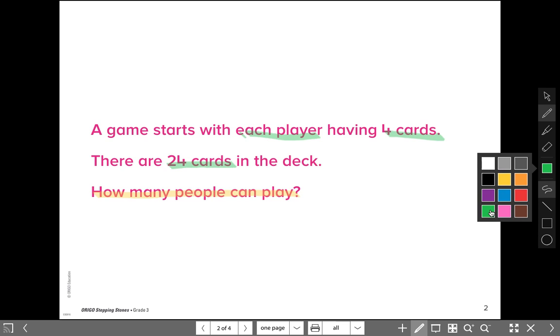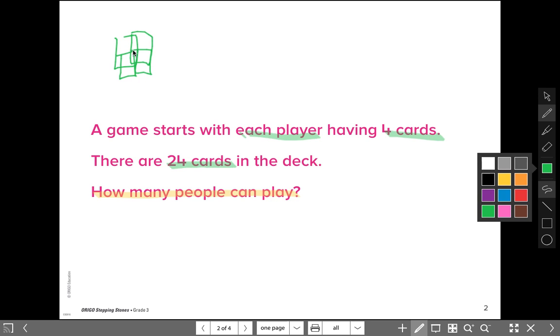So my plan, I'm solving my word problems, I've read, I've considered. Now my plan is that I'm going to draw a picture. Okay, so I've done the plan. Now it's time to do it. So I'm going to draw a picture. Okay, here's 4 cards.